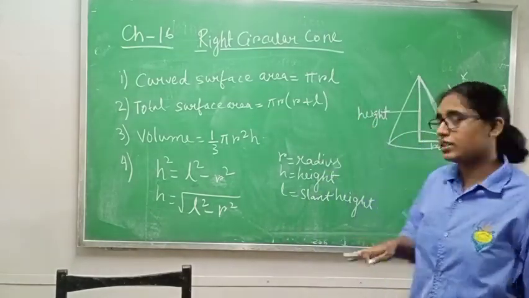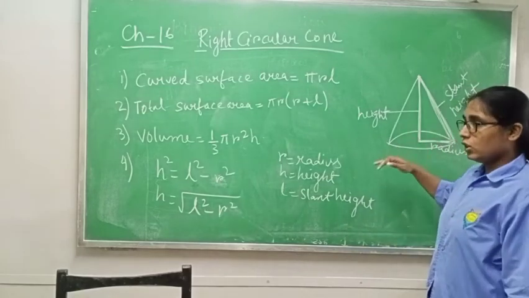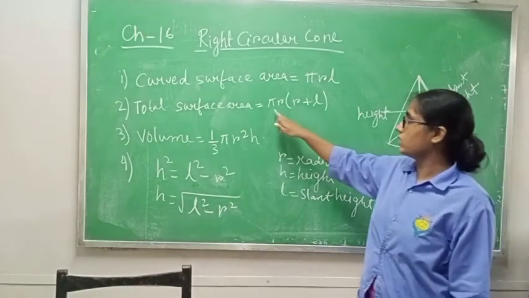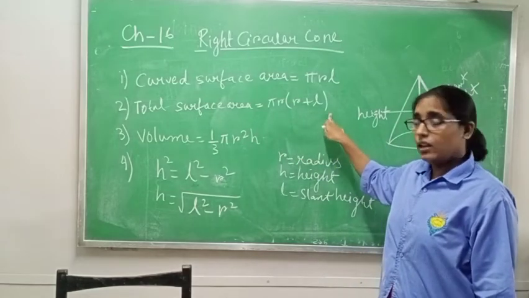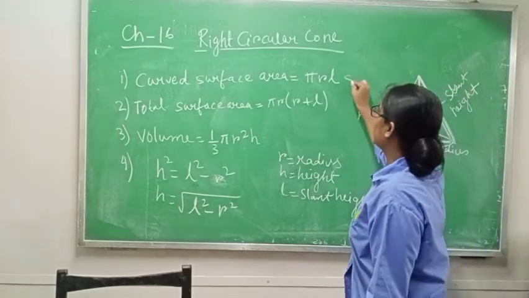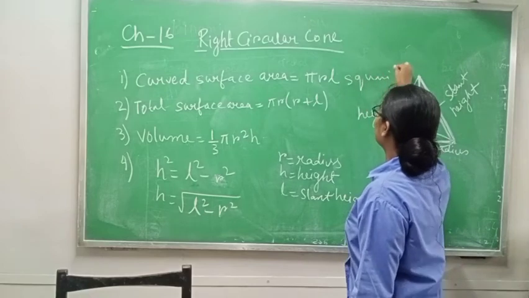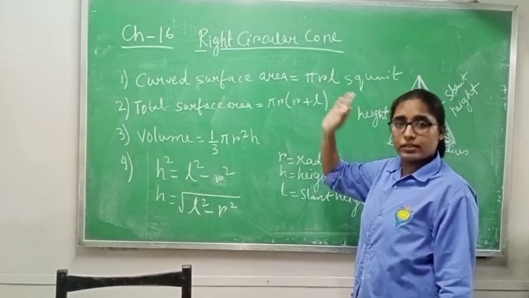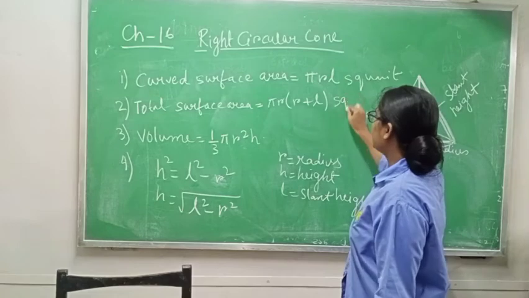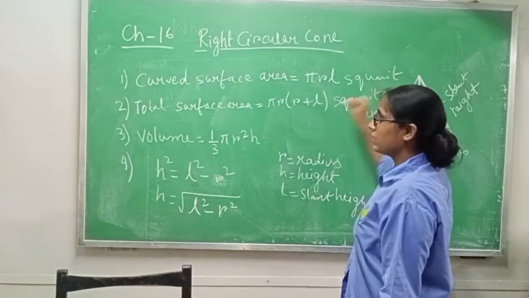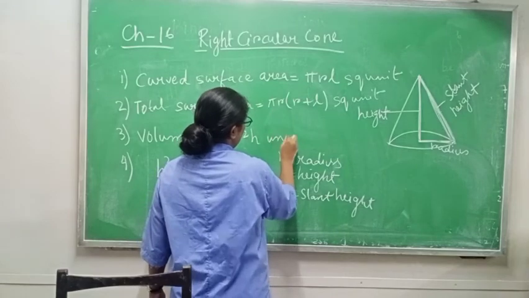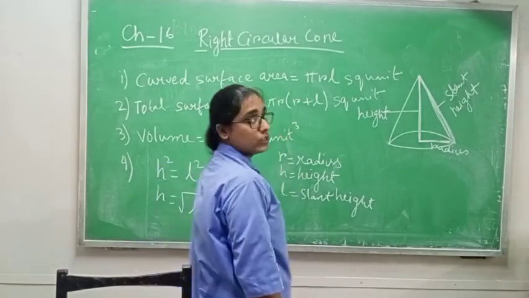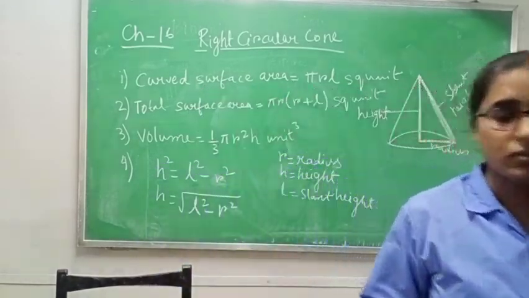And curved surface area is pi r l. In curved surface area we will not consider the lower portion, that is why we are not considering pi r square. Now total surface area is pi r (r plus l). And what will be the unit? Square unit. We don't know whether it is centimeter or meter right now, that is why I have written square unit in both cases, and volume is unit cube, or cube unit you can write. Okay, so please copy this one.